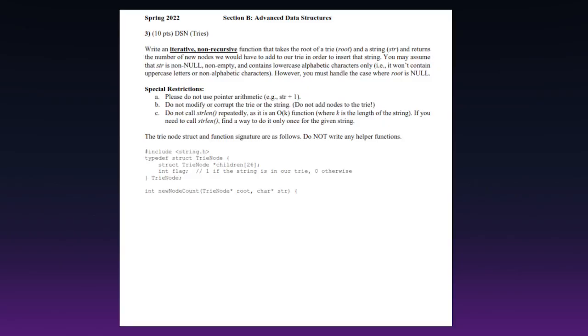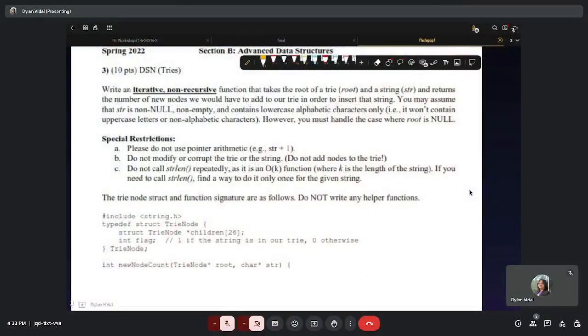So let me maneuver to this on the iPad. This is asking us to write an iterative, non-recursive function that takes the root of our trie and a string str and returns the number of new nodes we would have to add to our trie in order to insert that string. Okay, I think I just read that without understanding what that meant. So we write a function that takes a root of a trie and a string, and it returns the number of nodes we would have to add to our trie in order to insert that string.